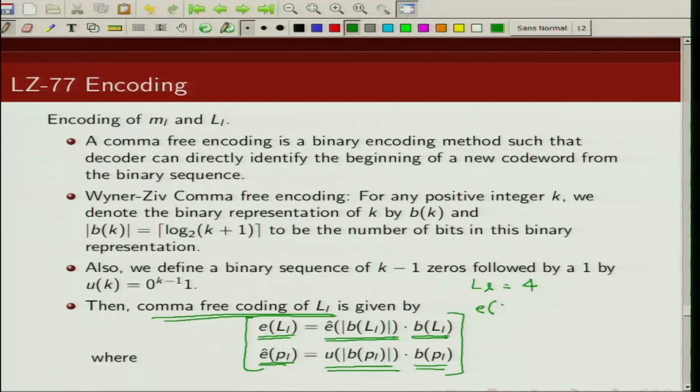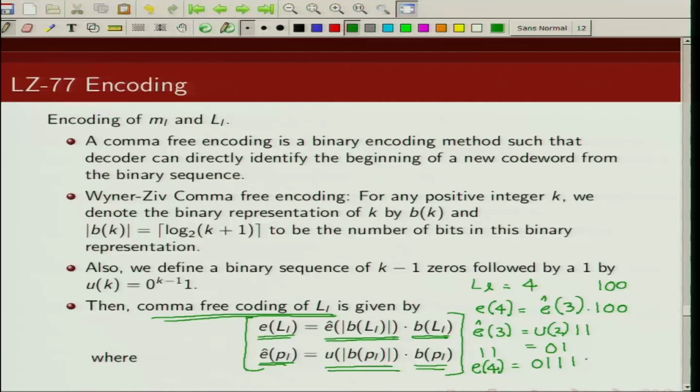According to this, E of 4 will be E hat of, now the binary representation of 4 is what? 100. So how many bits do we require to represent this 4? That's 3. So this will be E hat of 3, and the binary representation of 4 is 100. And how do we find out E hat of 3? That is nothing but U of, now how do we write 3? 3 is written as 1 1. So the number of bits required to represent 3 is 2. So this will be U of 2 and the binary representation of 3, which is 1 1, right? And U of 2 is nothing but 0 1. So then E of 4 is given by 0 1 1 1 1 0 0.